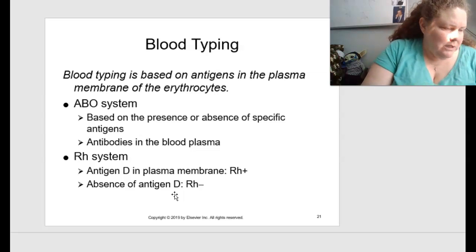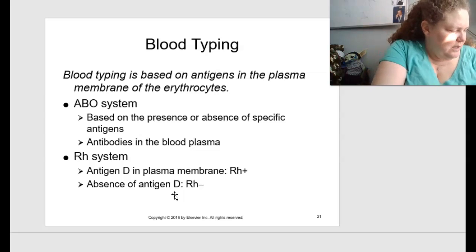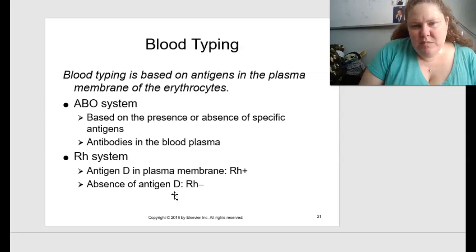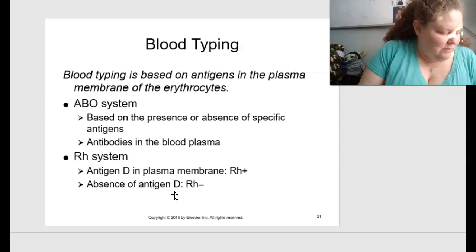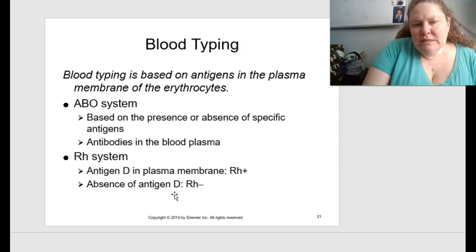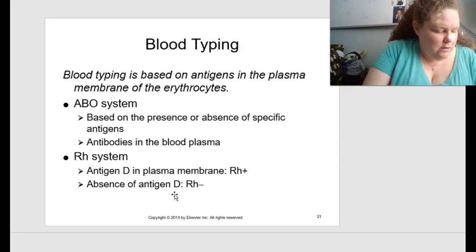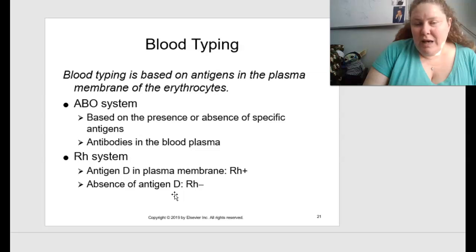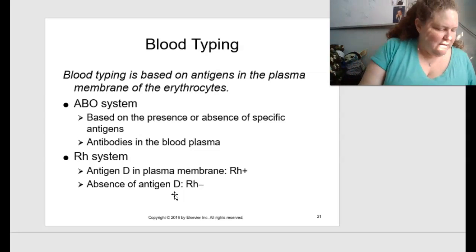So what about blood typing? Blood typing is going to be talked about on page 193, and this is based on antigens in the plasma membrane of the erythrocytes. You have the ABO system, and this is based on the presence or the absence of specific antigens in the body. These antibodies are found in the blood plasma. You also have the RH system, or the RH groups, and this is antigen D in the plasma membrane. If there is antigen D in the plasma membrane, then this would be RH positive, whereas if there's the absence of the antigen D, then this would be RH negative.